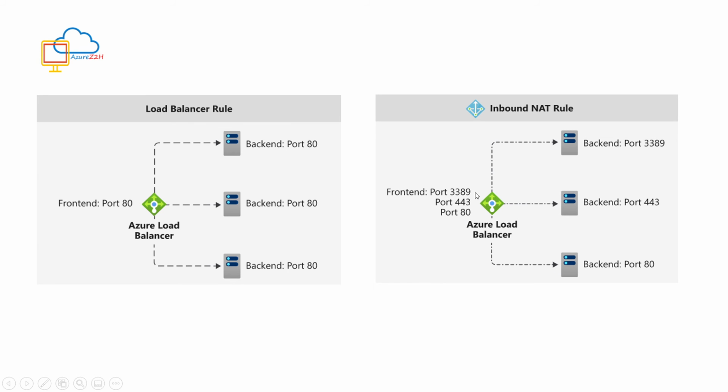So that's where, if you remember, we talked about the 5-tuple hash: the source IP, destination IP, source port, destination port, and the protocol. So this is how the load balancer will use this terminology or this technology for routing the traffic.